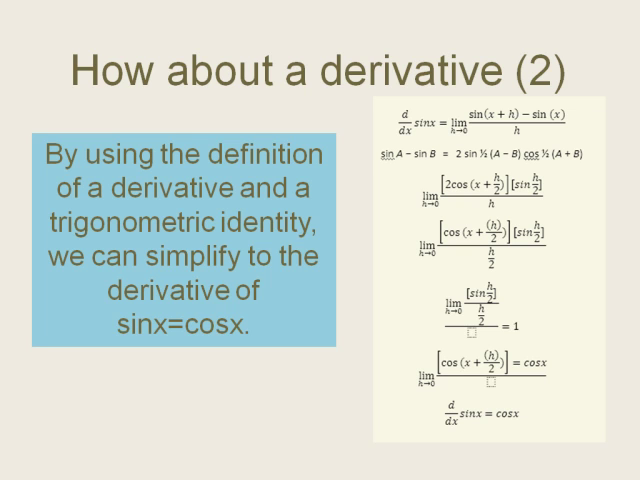How about a second derivative? By using the definition of a derivative and the trig identity, we can simplify to the derivative of sine x equal to cosine x. To see this, reference the work to the right.